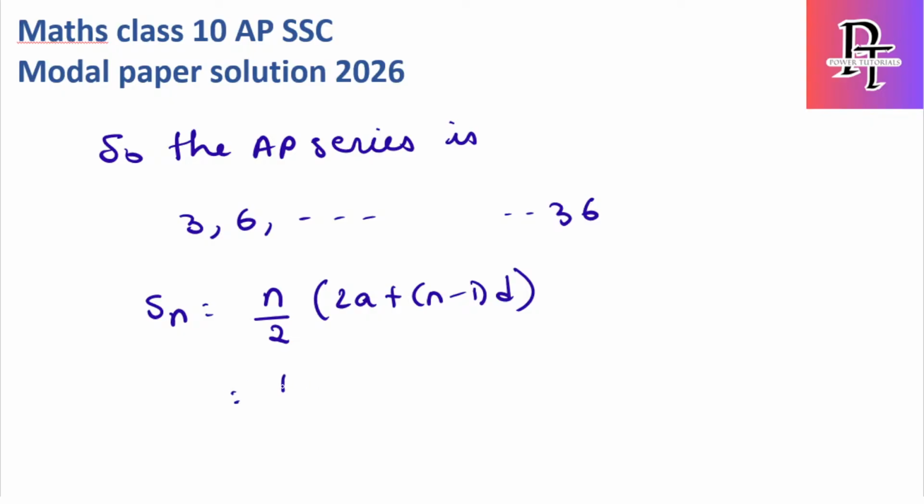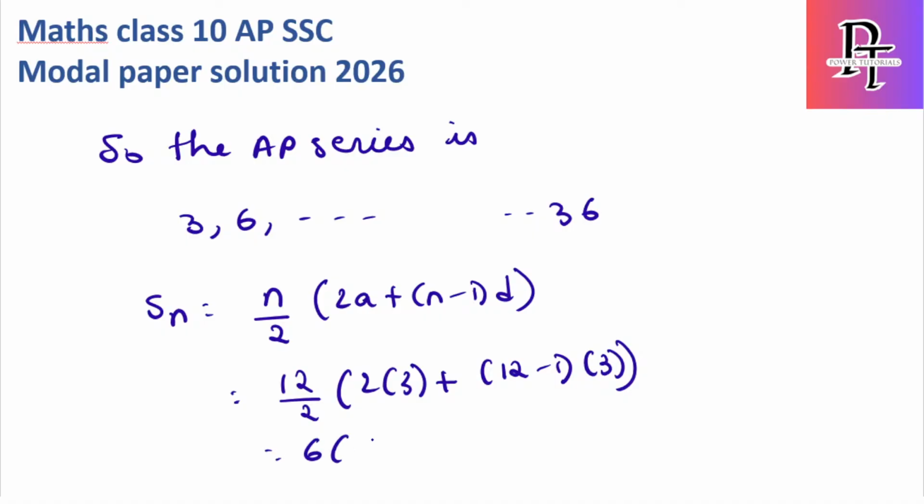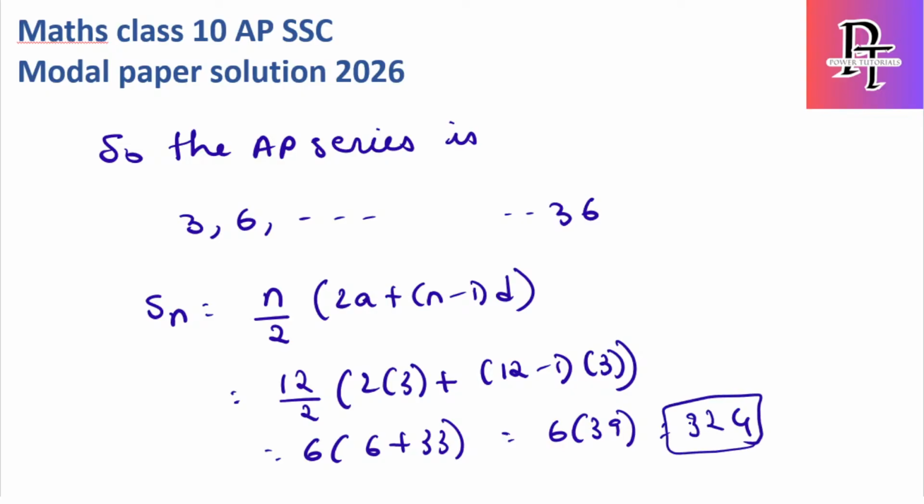N is how much? 12 classes, so n is 12 by 2. 2 into the a value, which is 3, plus n minus 1, which is 12 minus 1, and the d is 3. Common difference is 3 because each section plants 3 plants. 12 by 2 is 6. 6 into (2 into 3 is 6, and 11 threes are 33). So the sum of all the plants is 6 into 39, which is 234. 324 is the number of plants.